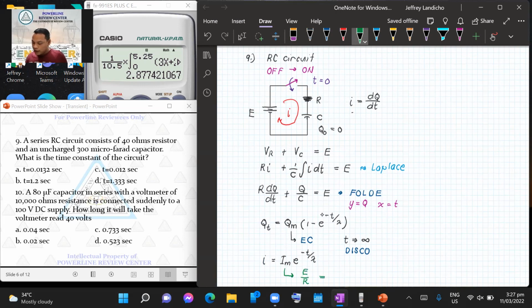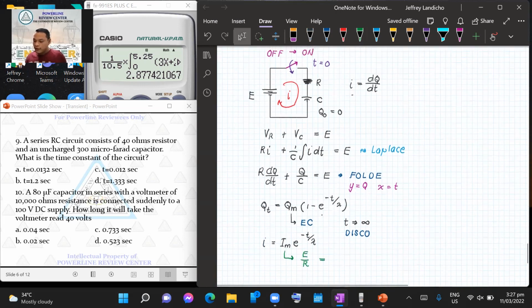Ang tanong lang dyan, kailan ito lalabas? For RC circuit, current is maximum at time equal to 0. So maximum si current sa RC circuit pagka-on, no? At time equal to 0. Kasi alam natin, at time equal to 0, ano behavior? Diox.